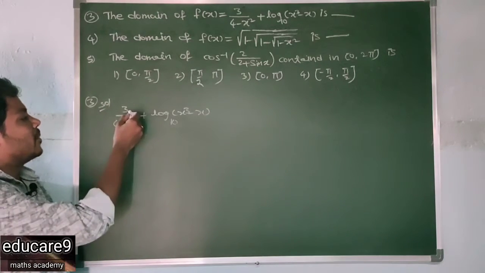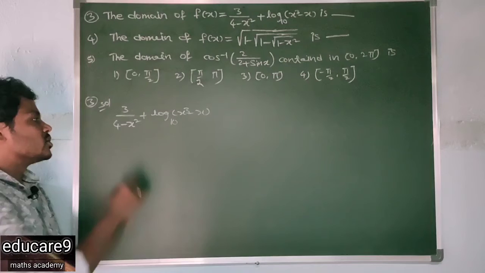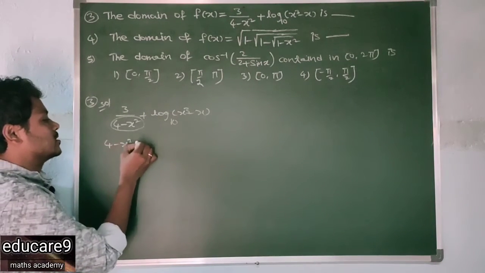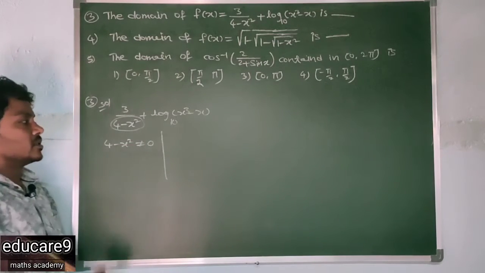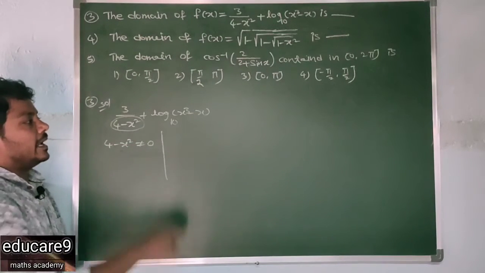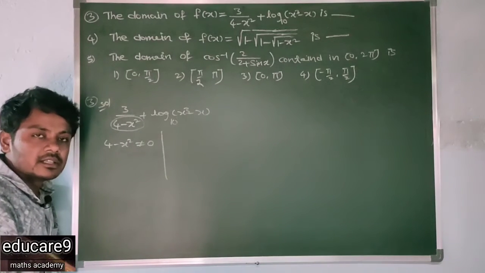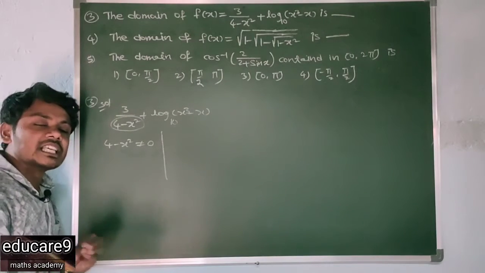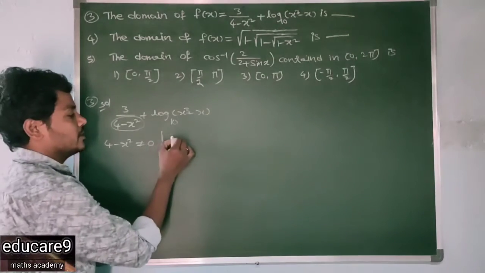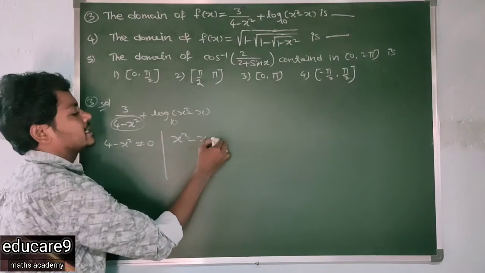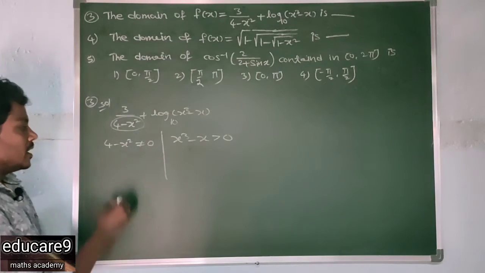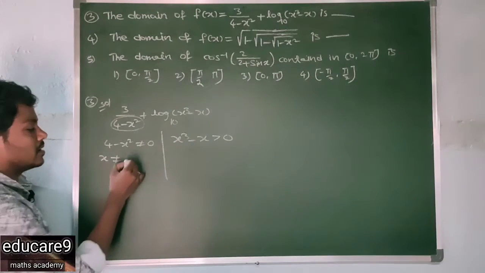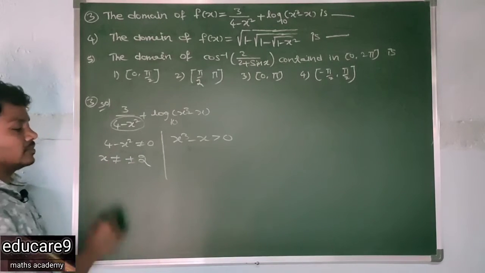So clearly it is in the form of 1 by f of x. So clearly the denominator is not equal to 0. So 4 minus x square is not equal to 0. So this is one condition. And it is in the form of log f of x. So what are the conditions for log f of x? Clearly f of x is greater than 0. So that is x cube minus x is greater than 0. Now x is not equal to plus or minus 2.